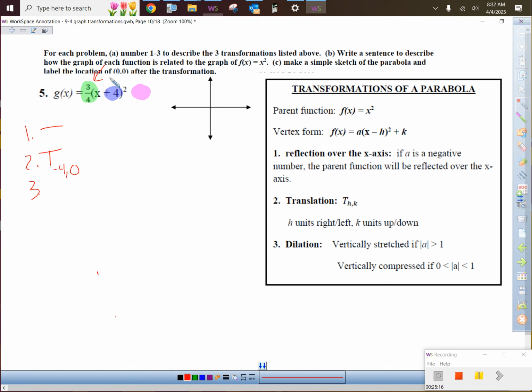Did it get dilated? That A value is 3/4. Make him positive. He is 3/4, right? So what do you think? Vertically stretched, that'll happen if the A value is bigger than 1. Or vertically compressed, that'll happen if the A value is between 0 and 1. What do you feel about 3/4? Vertically stretched or vertically compressed? Vertically compressed times 3/4. Make a sketch of that parabola.